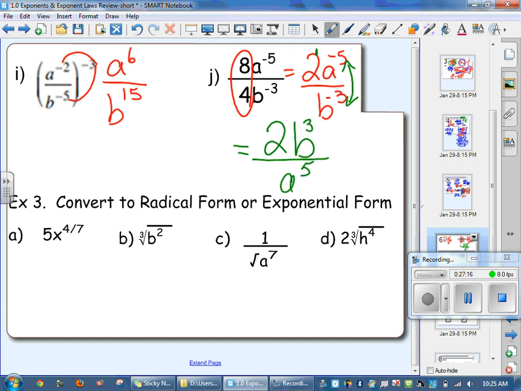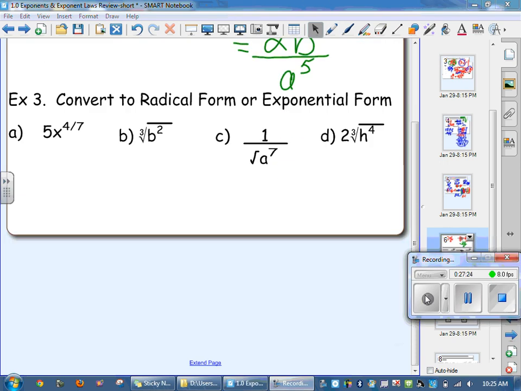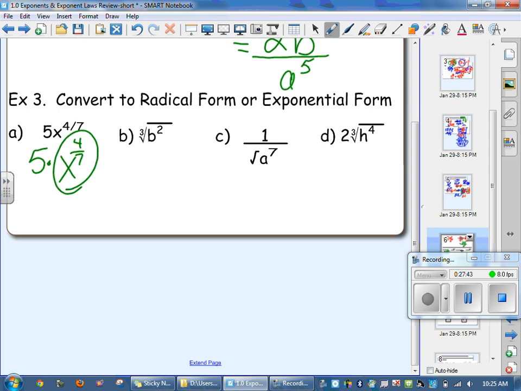If we take a look, we're going to convert now to radical and exponential form back and forth. This one's in exponential form, so I need to convert it to radical form. So I've got 5 times x to the 4 over 7. The one with the exponent that is a fraction is the part that gets changed to a radical. The one that doesn't have the exponent doesn't get changed to a radical. It becomes the coefficient. It stays outside in front of our radical.